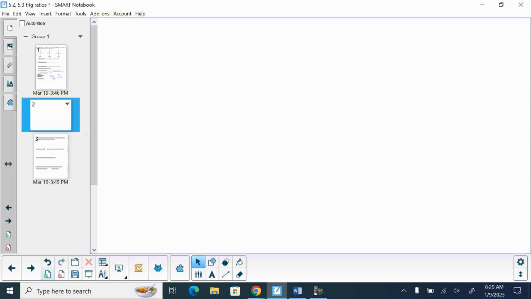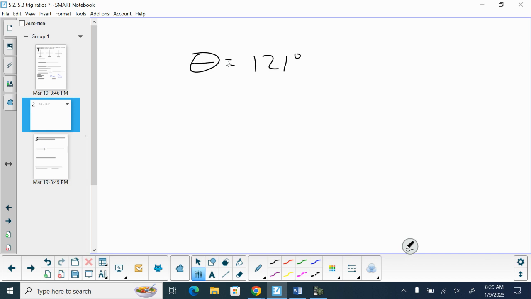Theta equals 112.7 degrees. That equals 112 degrees, 7 minutes, 16 seconds. And we want to determine what our reference angle is.